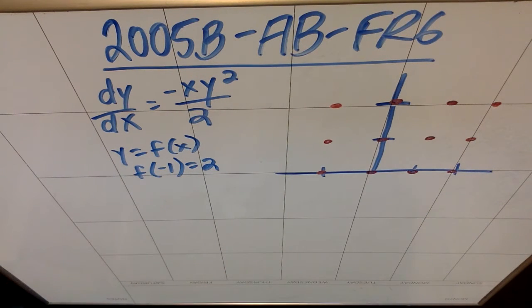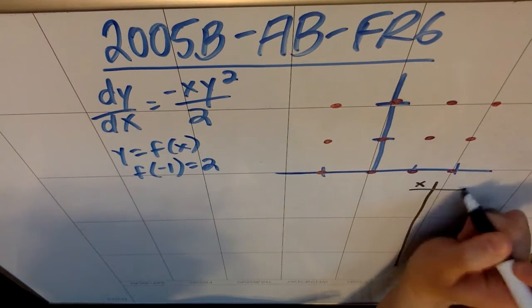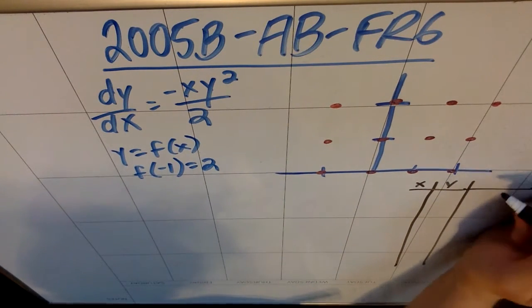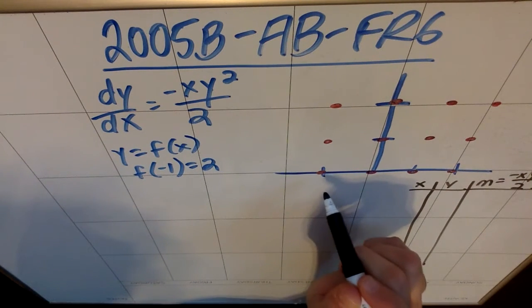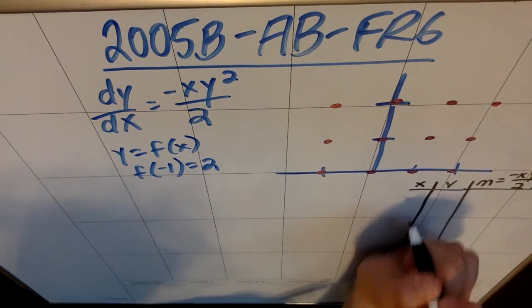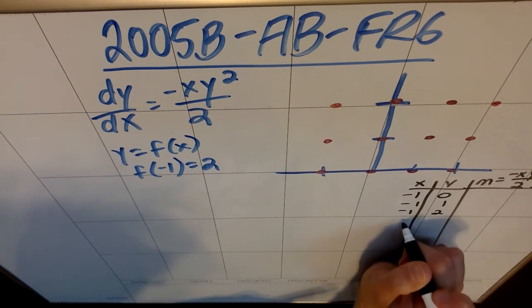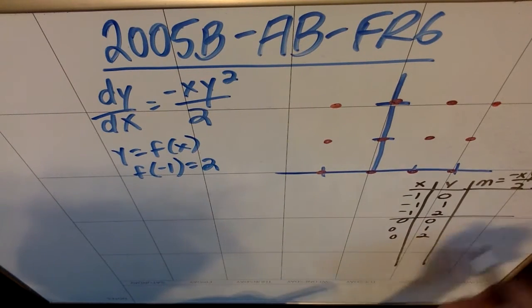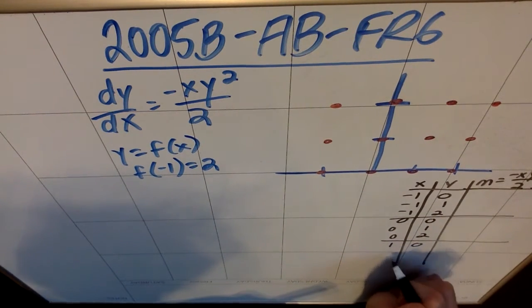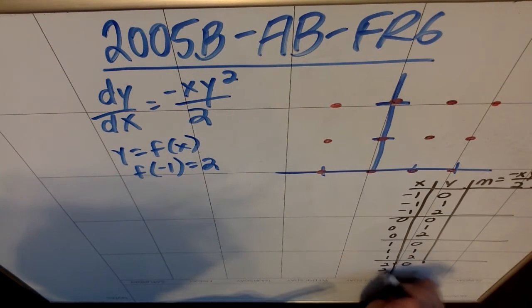So for me personally, I tend to make a little chart when I do my slope fields because I'm not willing to sacrifice getting right answers because I'm too proud to write out stuff. So my slope is negative x y squared all over 2, right? And I'm going to list the points. I always start bottom left and work my way up and then right. I've got no good reason. So negative 1, 0, negative 1, 1, negative 1, 2, 0, 0, 0, 1, 0, 2. Just going to give myself a little room here. 1, 0, 1, 1, 1, 2, and 2, 0, 2, 1, 2, 2.